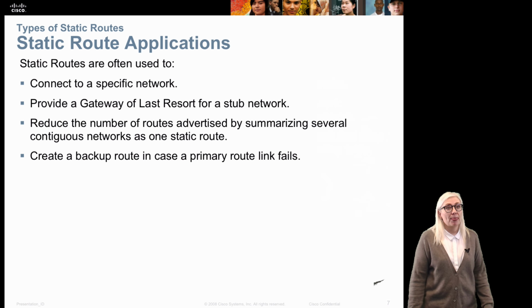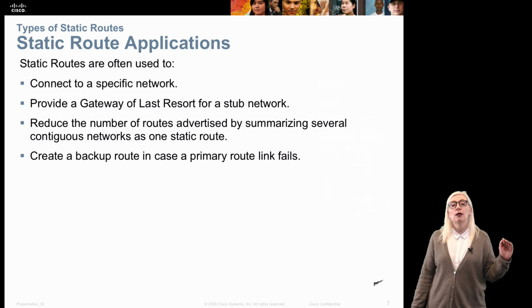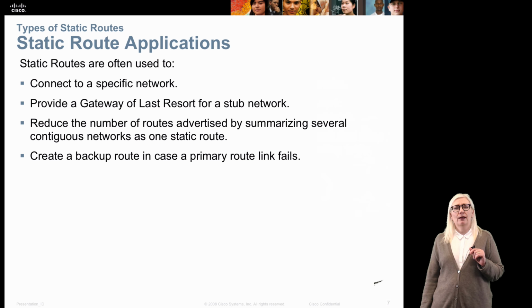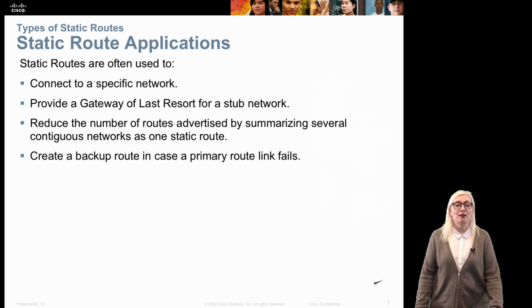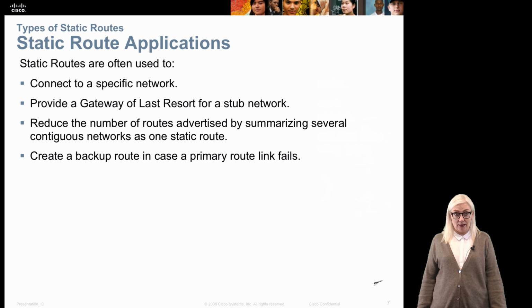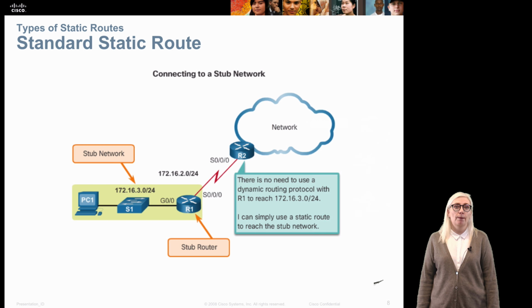So we can set up static routes to connect to one specific network. We can do it as something called the gateway of last resort, which is a default route, where whenever you have something you don't know what to do with, you will send it out this way. If you have something called a summarized route, if you like to do supernetting, where you add different networks together, you can also advertise this as a static route, or you can use it when you have a backup route, if you want to have something to take over if the other one fails.